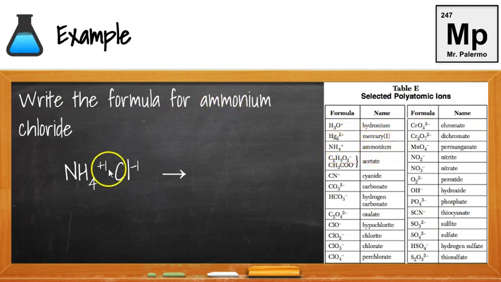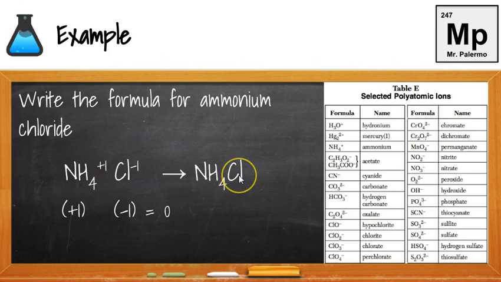It's NH4 +1. I write that here. Chloride is chlorine. This is the second element, so the charge must be negative, so it's a -1. And then +1 minus 1, this is going to balance out. This is going to equal 0. And so it's just going to be one of these ions and one of these ions. So it's NH4Cl.